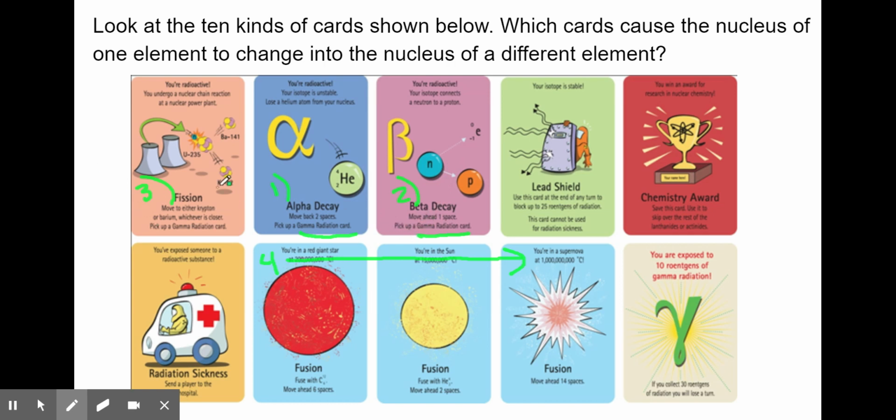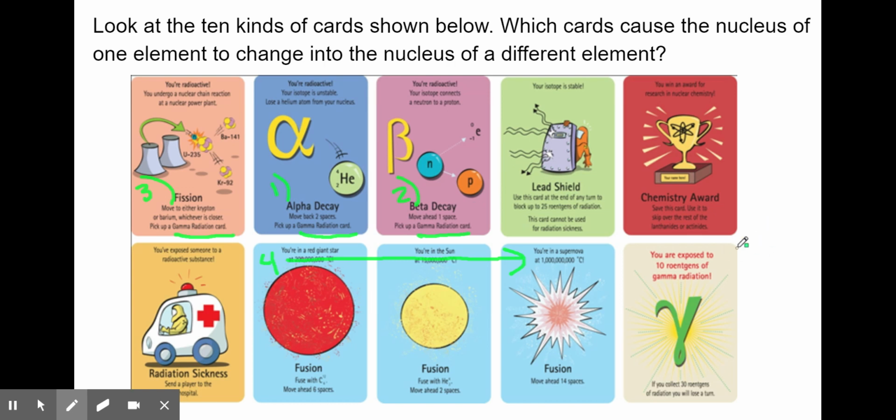Okay, let's look at this third type of card. This is a fission card. You undergo a nuclear chain reaction at a nuclear power plant. Move to either krypton or barium, whichever is closer. So when we have fission, we're splitting apart. And so we're also picking up a gamma radiation card. So these 3 types of reactions here, alpha decay, beta decay, and fission, all produce gamma radiation, okay?